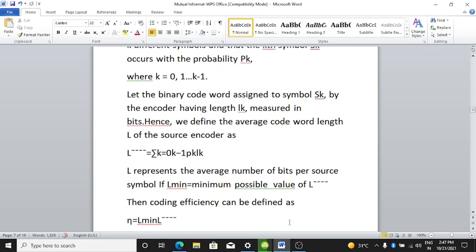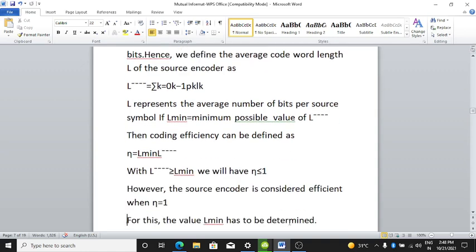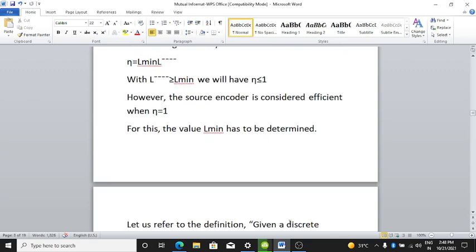Hence, we define the average code word length L-bar of the source encoder as L-bar equals the summation from k equals 0 to k minus 1 of pk lk. L-bar represents the average number of bits per source symbol. If L-min is the minimum possible value of L-bar, then the coding efficiency can be defined as L-min divided by L-bar.